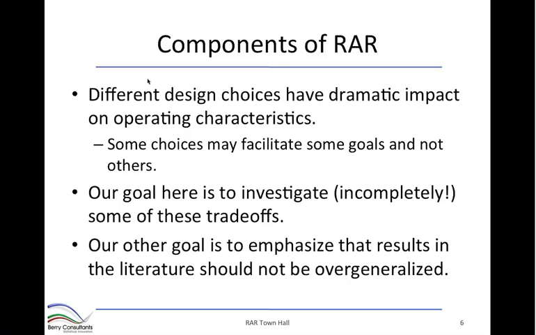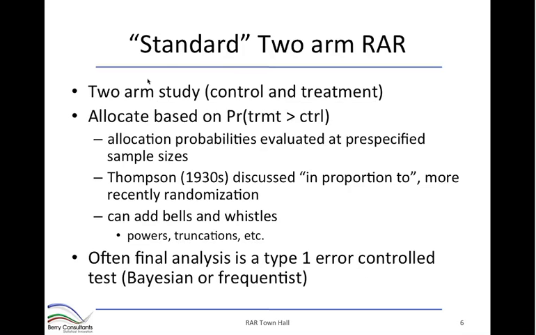Again, I want to emphasize results in the literature. We should be careful about overgeneralizing them. Anytime you see a paper, it comes with a particular set of goals and a particular set of auxiliary design choices. And you do have to be careful about which of those generalize and which of those don't. A couple examples here, kind of to formalize what we're doing.